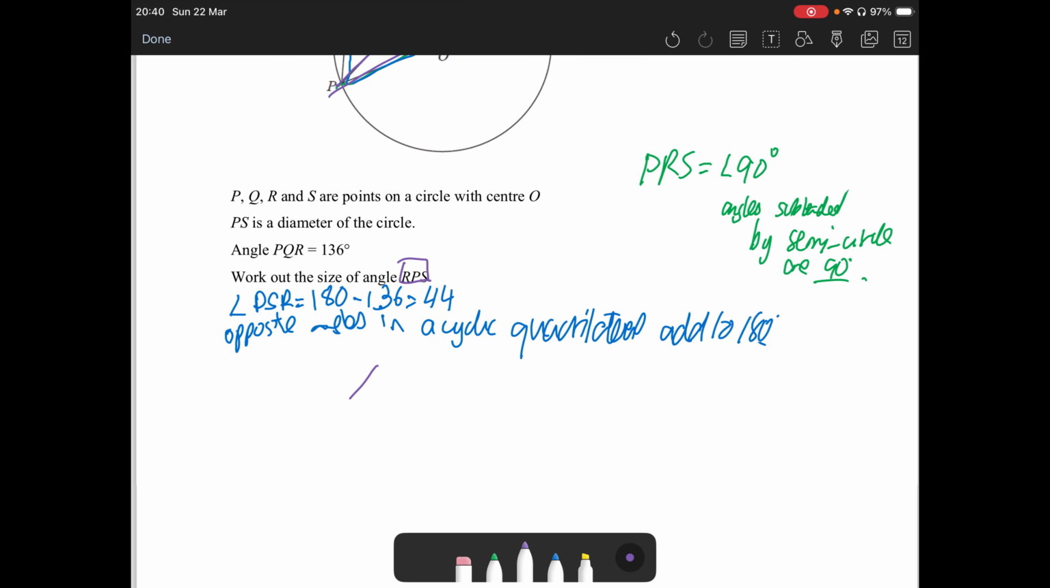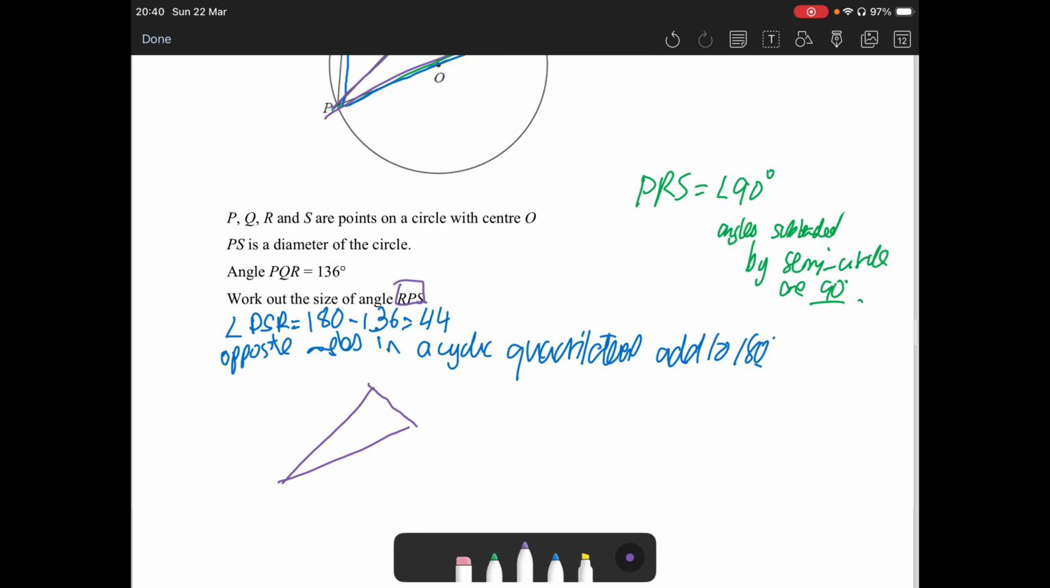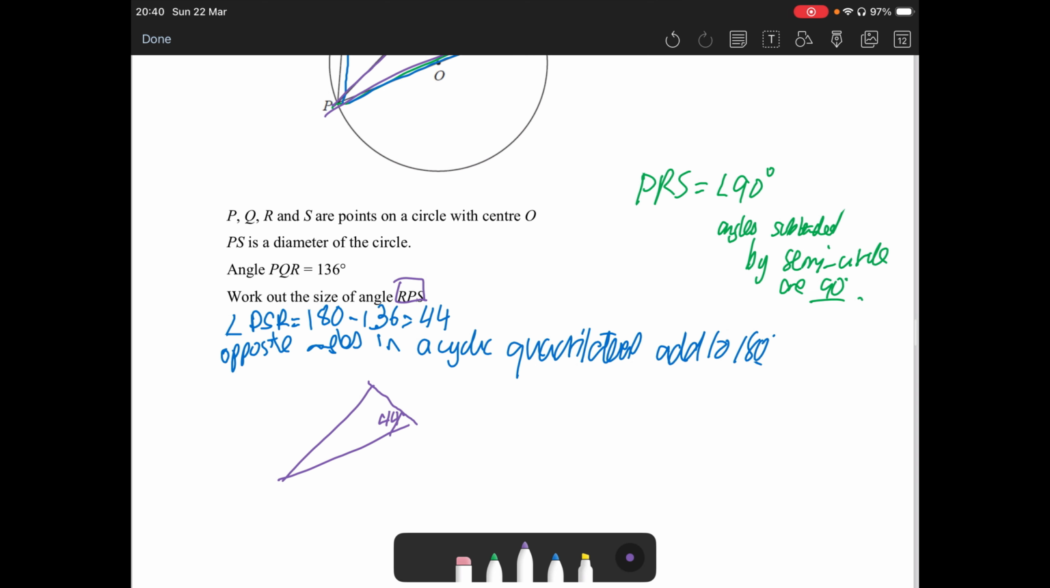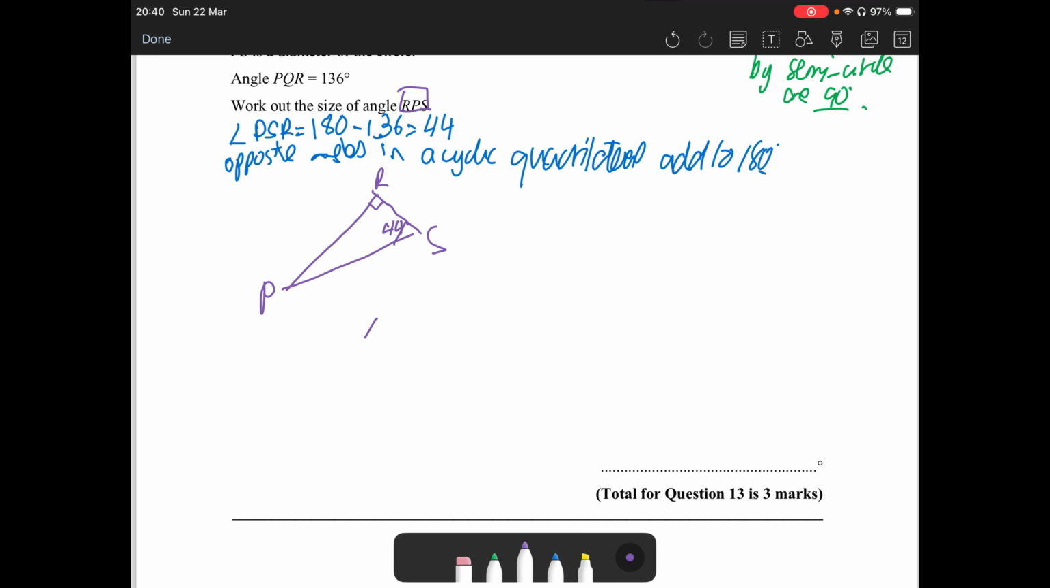RPS. Again, you can draw the sort of triangle here. It doesn't need to be in a circle anymore, but one's going to be 44, one's 90. So RPS is 180, take away both 44 and 90. I'm getting 46 degrees.